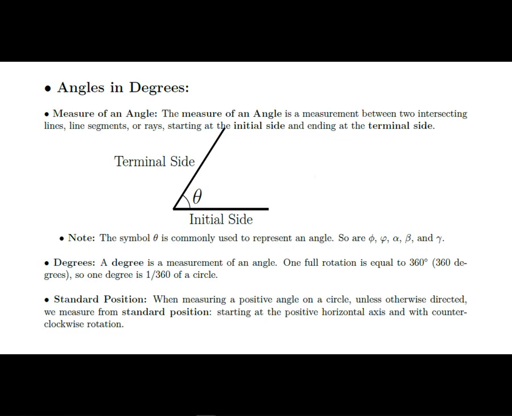So angles can be measured in a couple of ways. In this video, we're going to focus on measuring angles in degrees. And we'll talk about another way of doing it in a future video. But first, let's start with the definition. The measure of an angle is a measurement between two intersecting lines, line segments, or rays, starting at the initial side and ending at the terminal side.